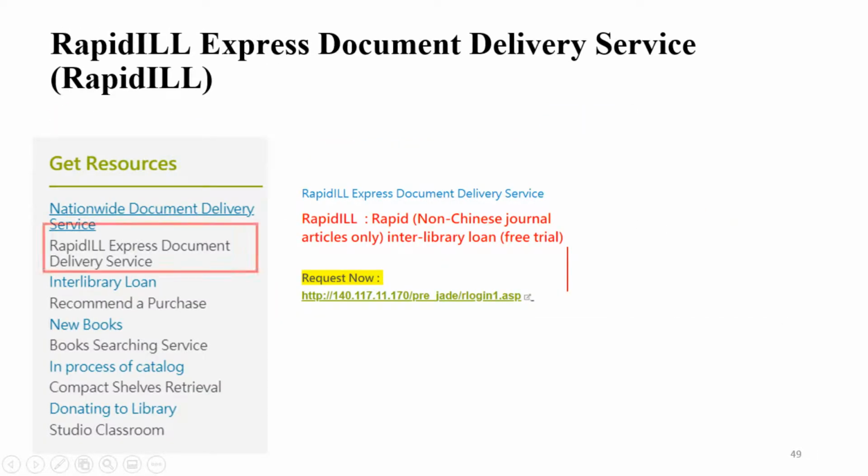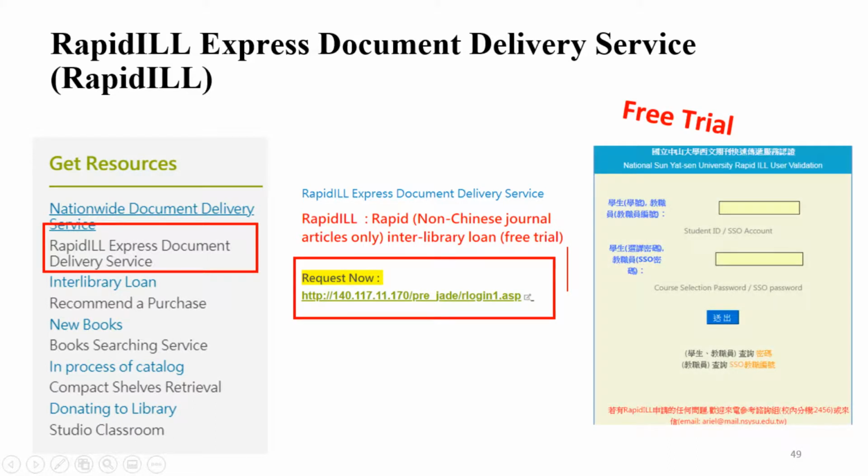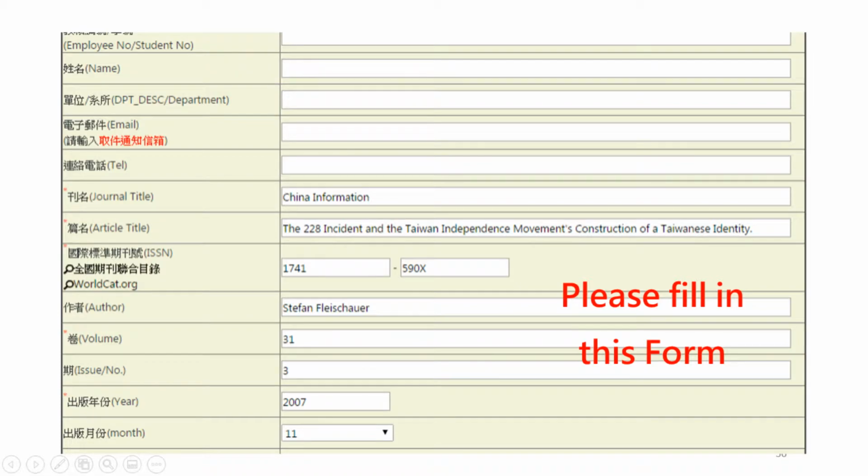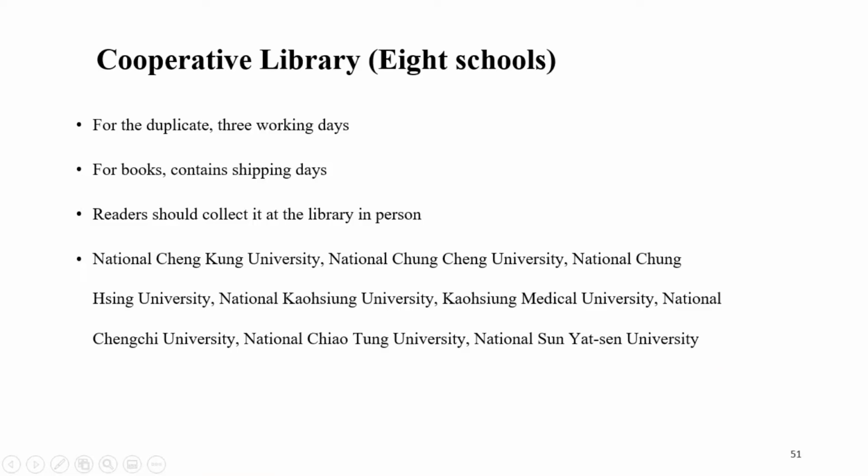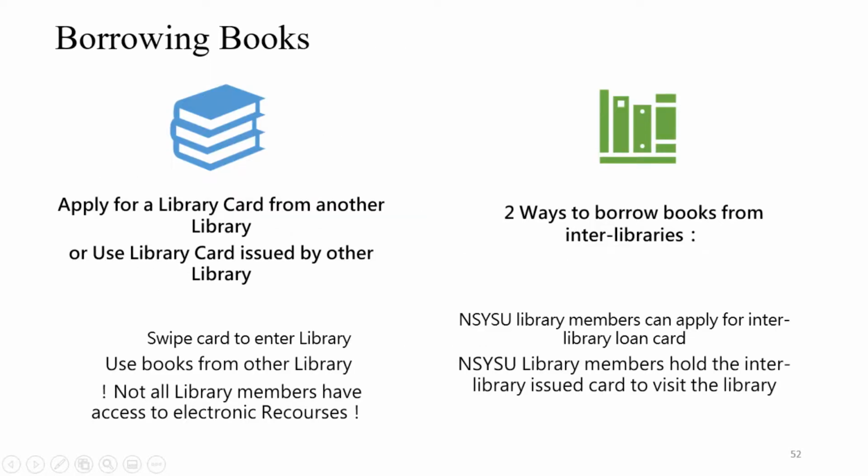Here is about Rapid ILL Express document delivery service. Our library also have the cooperation with other schools' libraries. If you apply the interlibrary loan from these schools, you could get the resources more faster. You can borrow books directly from other cooperative libraries.